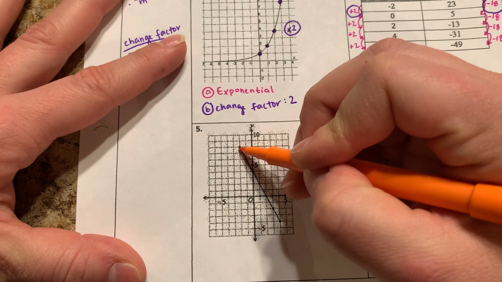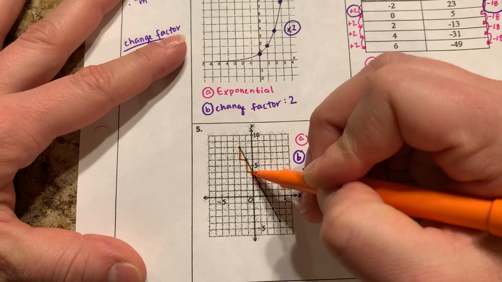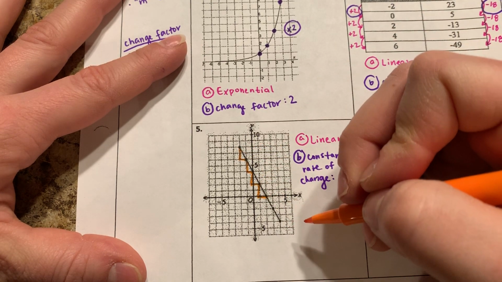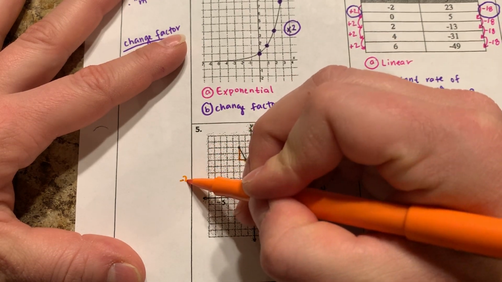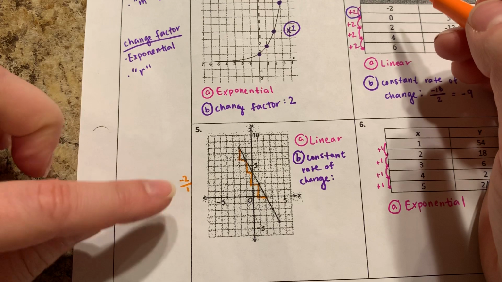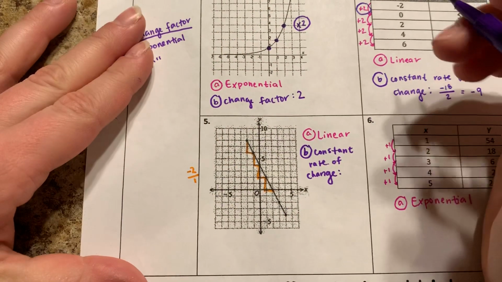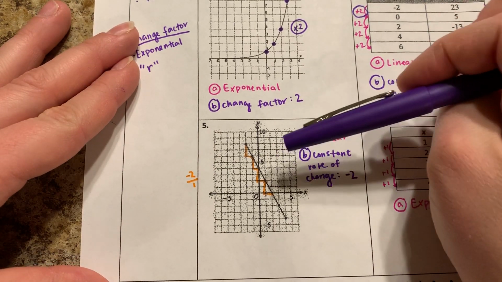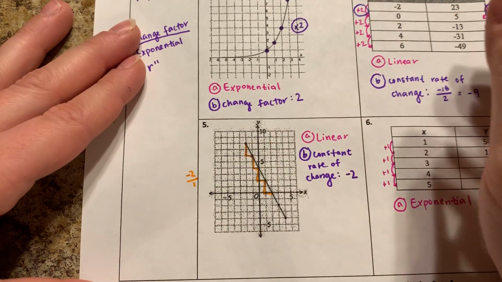This graph is going down 2 spaces to the right 1, down 2 spaces to the right 1, down 2 spaces to the right 1, down 2 spaces to the right 1. Obviously, there's a pattern here by going down 2 to the right 1. There's my slope, which means my constant rate of change is -2 over 1, which reduces to -2. That's my constant rate of change. So again, we just did the rise over run.